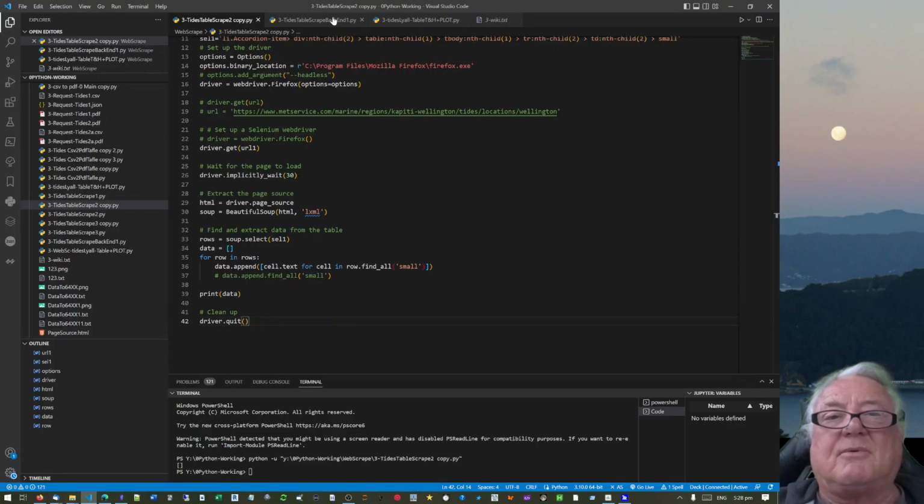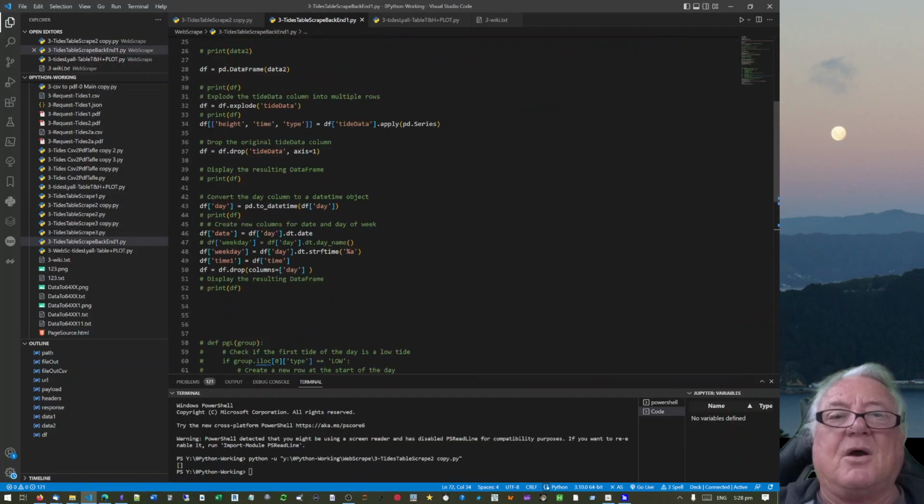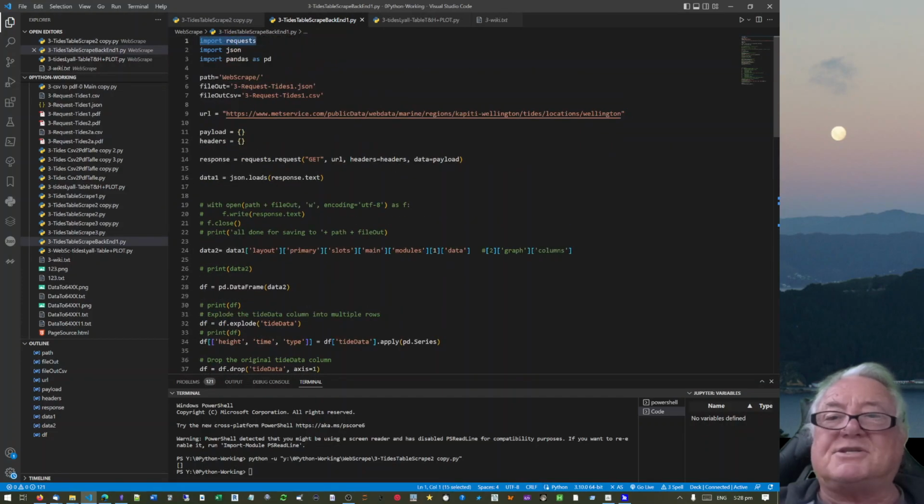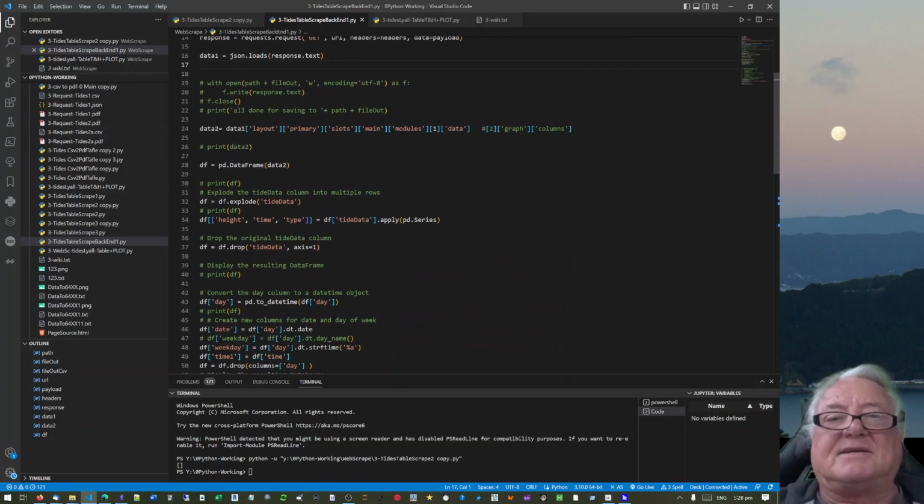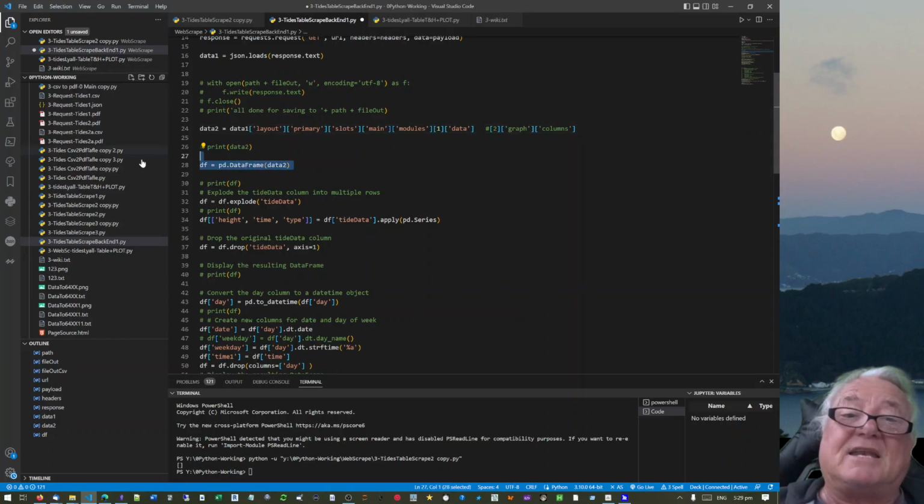So if we go into our script with the back end, we're just doing a request on that URL that we got for the GET request, and when we get the response, we put it into this. So it's going to pull down the whole JSON file. I actually did write it to a file just so that I've got a copy if anybody wants it. Then we've gone into the data 1, we've gone into layout, primary, slots, main, modules, number 1, and data. And we said make that the variable data 2. And then we just put that into a data frame.